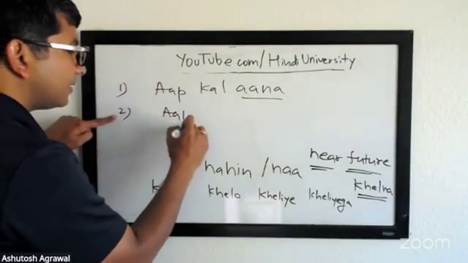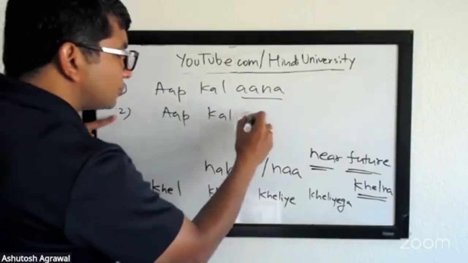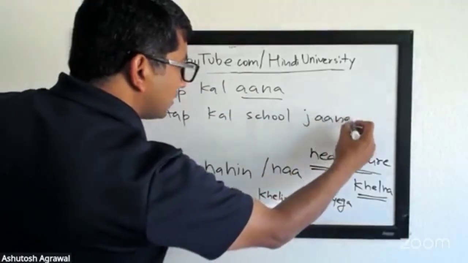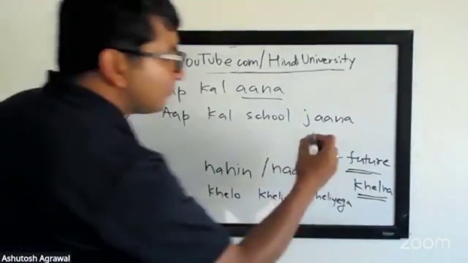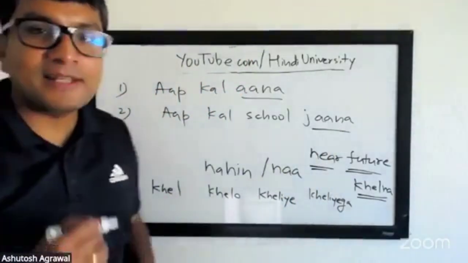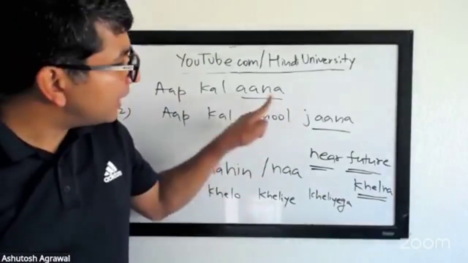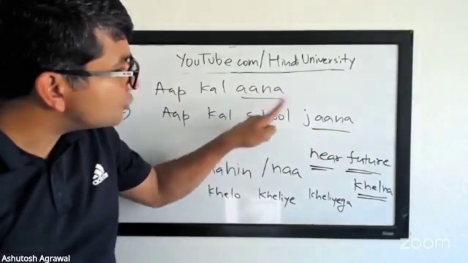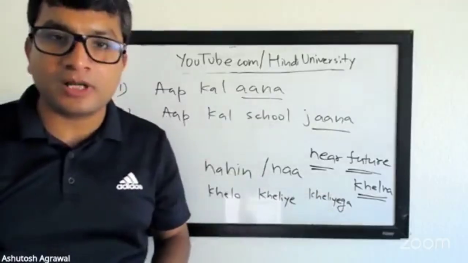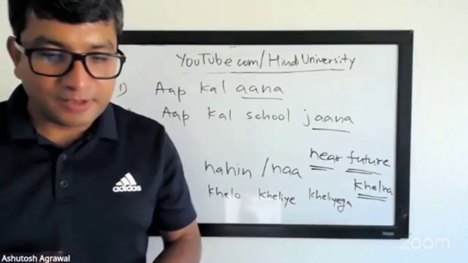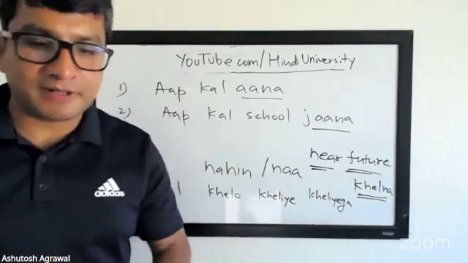आप कल स्कूल जाना. Okay, I'm requesting someone to go to school in the near future. Okay, in the near future, jana. And you can tell the ending, it's the infinitive form, ending with na. Jana, ana, khana, bolna. Ghar kal saaf karna. Because the guests are coming, so ghar saaf karna.